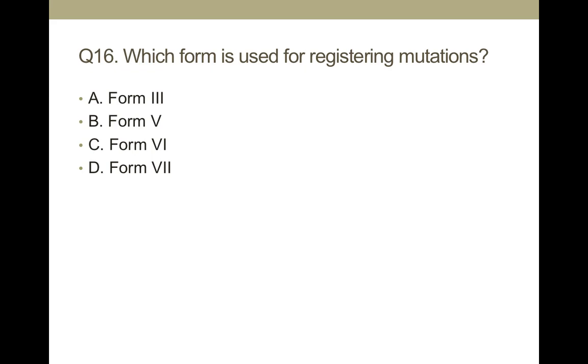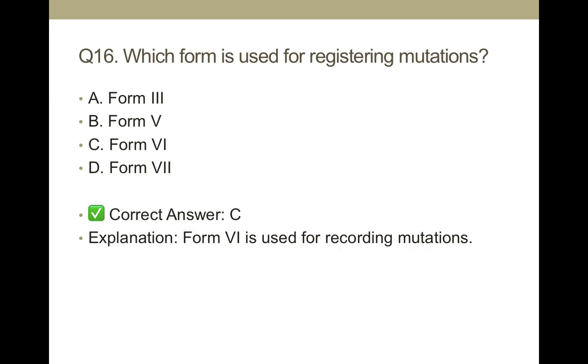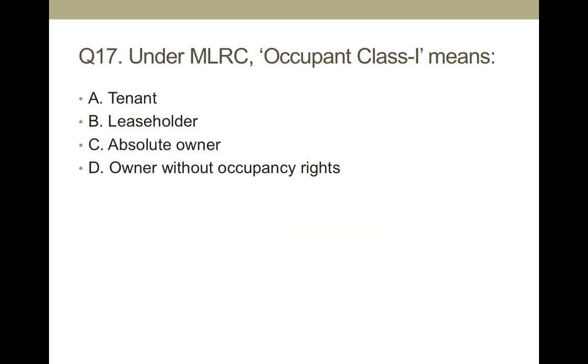Question 16. Which form is used for registering mutations? Option A, Form 3, option B, Form 5, option C, Form 6, option D, Form 7. So correct answer is option C, that is Form 6 is used for recording mutations.